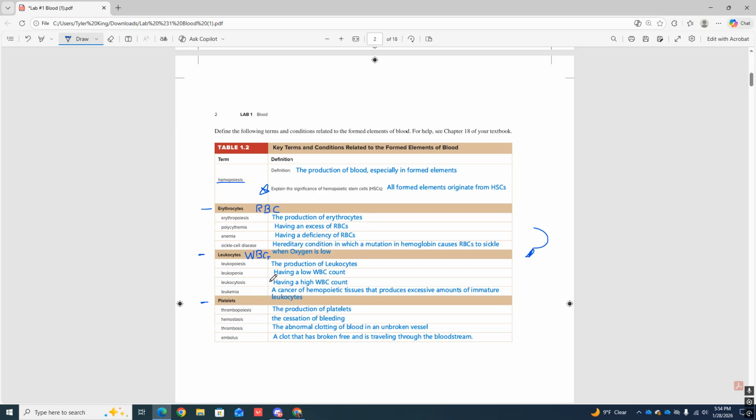All right. And then our last one here is leukemia. So this is a cancer. I'm sure some of us or many of us have heard of it. It is a cancer of the hemopoietic tissues that produces excessive amounts of immature leukocytes.